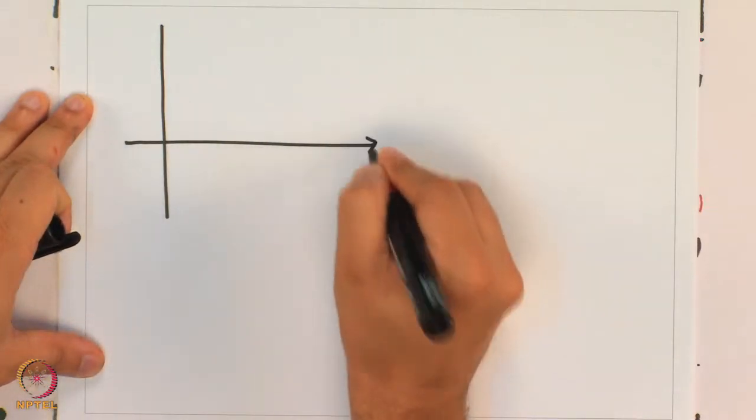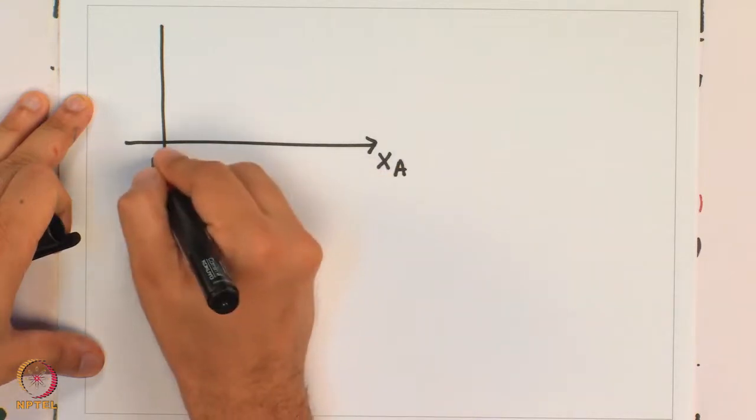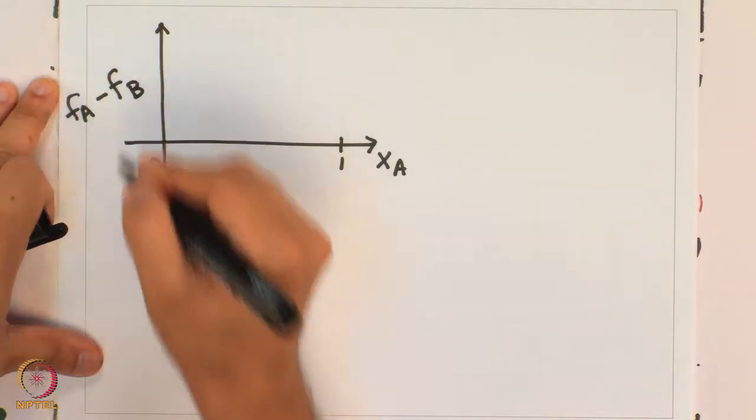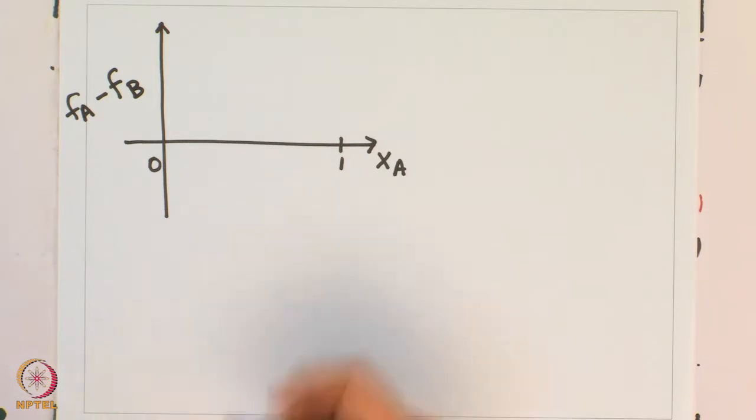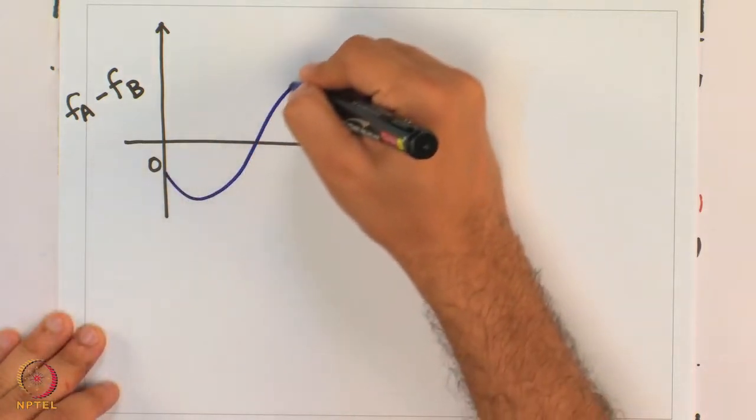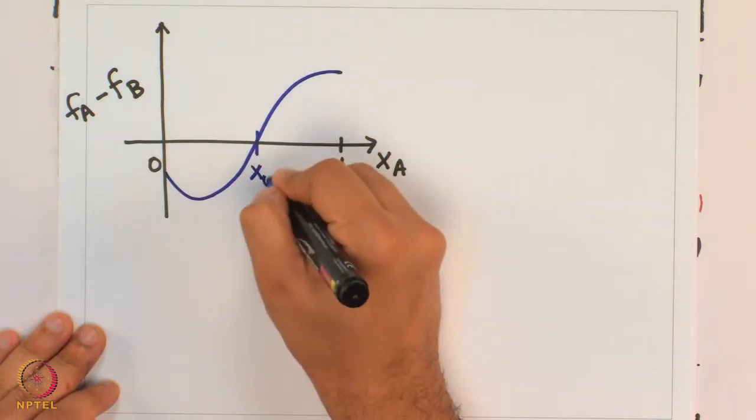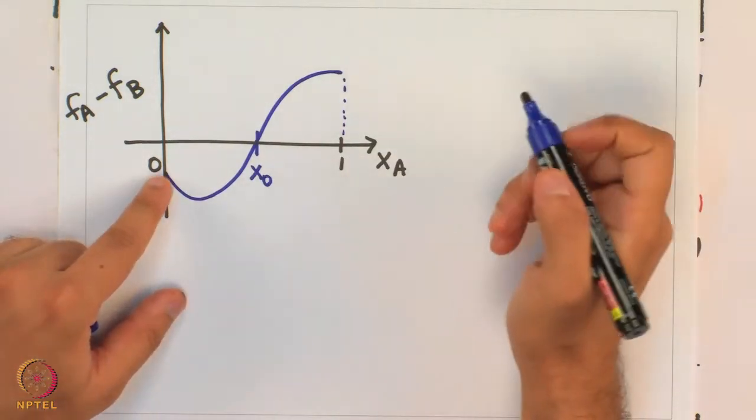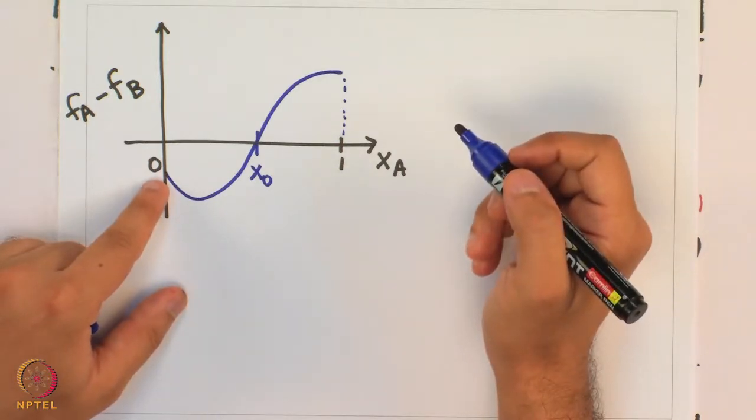There is one more case regarding this that we want to talk about, and let me sketch that out first. Again, the x axis is x a, which goes from 0 to 1, and the y axis is f a minus f b, and now my graph looks something like this. It starts with a negative value, which means f a is less than f b, that means a is less fit as compared to b at this particular population composition.